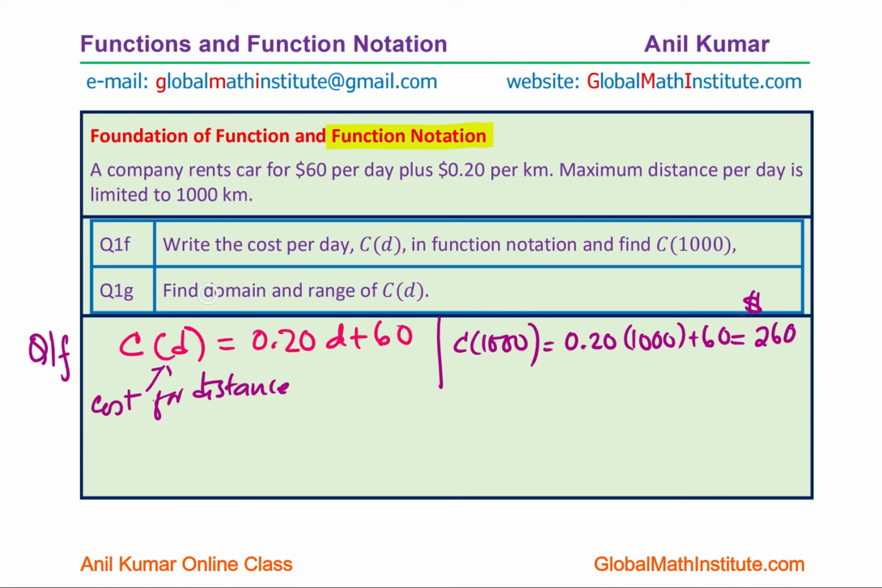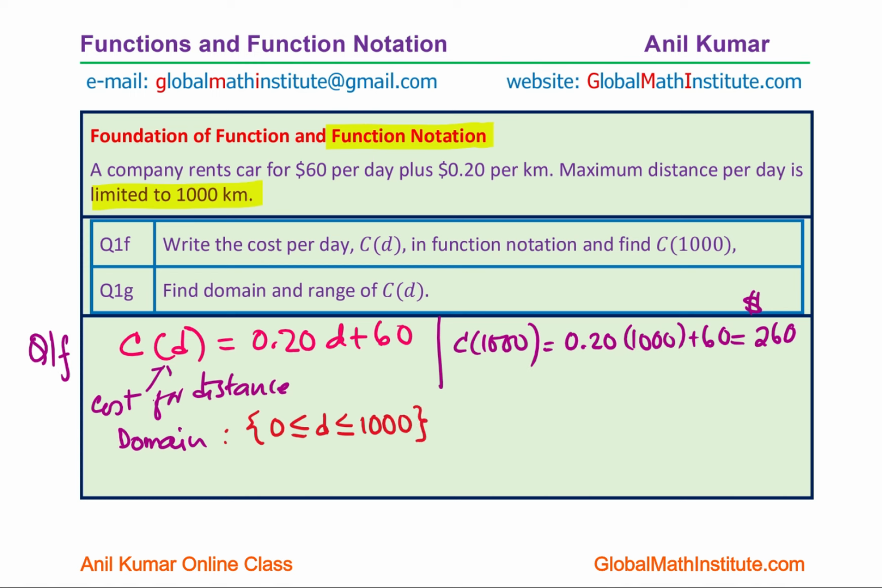Now question 1G is find domain and range of this particular function. So domain and range really means what values of D are permitted, right? So we can write domain as, we know that the maximum distance covered is up to 1000. Of course, 0 is minimum, right? So domain is that the value of D can be from 0 to 1000. Is that clear to you?